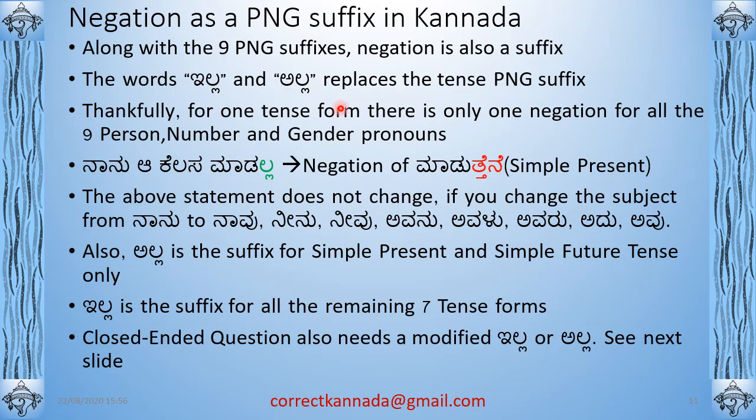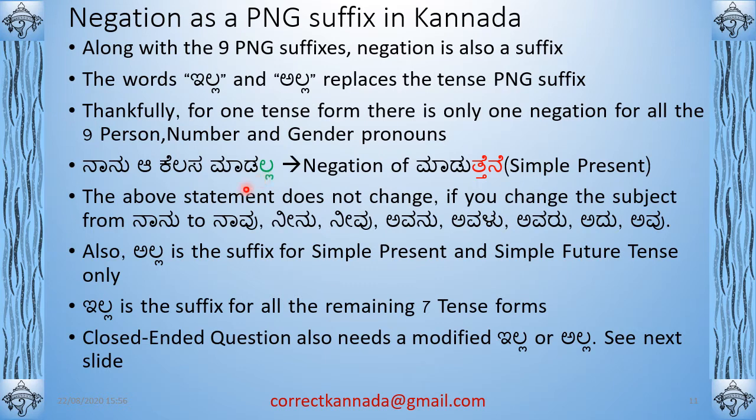So illa and alla replace the PNG suffix. And this is common for all the nine number-gender sets. Okay, ನಾನು ಆ ಕೆಲಸ ಮಾಡಲ್ಲ, right? So this is your negation for ಮಾಡುತ್ತೇನೆ. So the tene and the whole thing is removed and you just put illa. Here it's alla, right? Simple present uses alla. And this ನಾನು ಆ ಕೆಲಸ ಮಾಡಲ್ಲ, the ಮಾಡಲ್ಲ keeps remaining the same even if you change this ನಾನು to ನಾವು, ನೀನು, ನೀವು, ಅವನು, ಅವಳು, ಅದು, ಅವರು, ಅದು, ಅವು, everything is still alla.